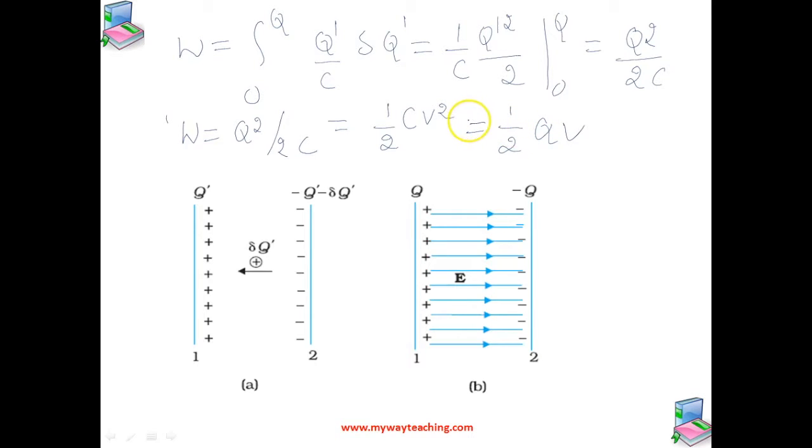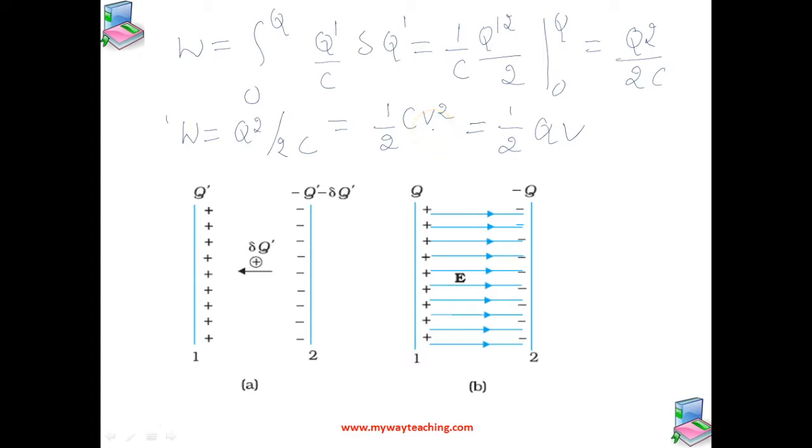Since electrostatic force is conservative, this work is stored in the form of potential energy of the system. For the same reason, the final result for potential energy is independent of the manner in which the charge configuration of the capacitor is built up. See, when a capacitor discharges, this stored up energy is released.